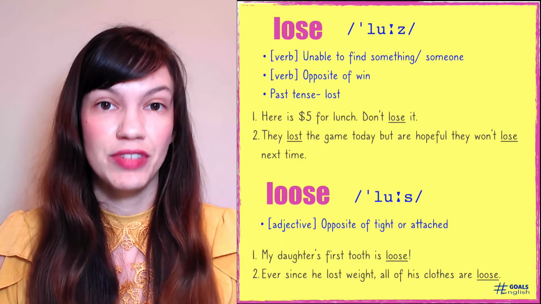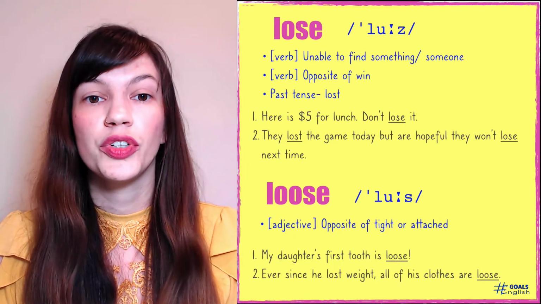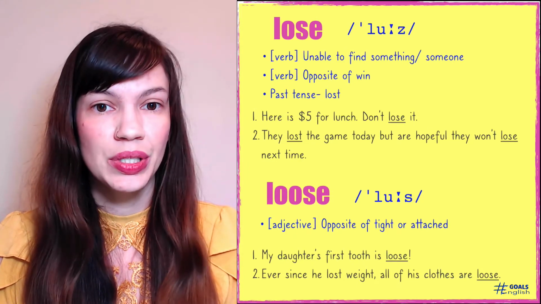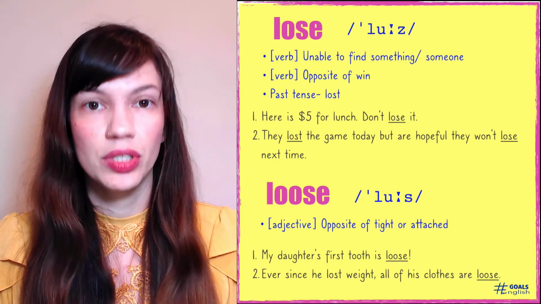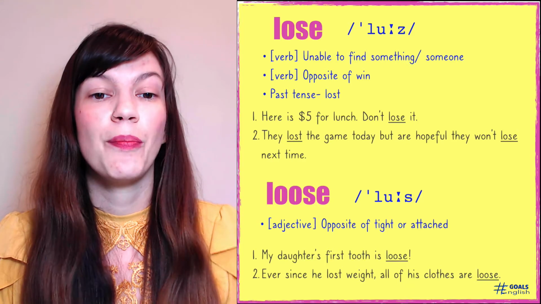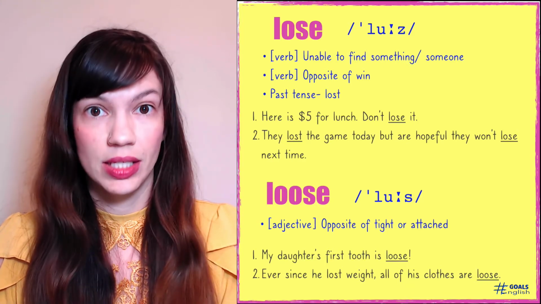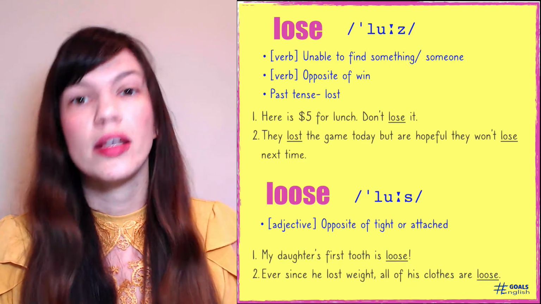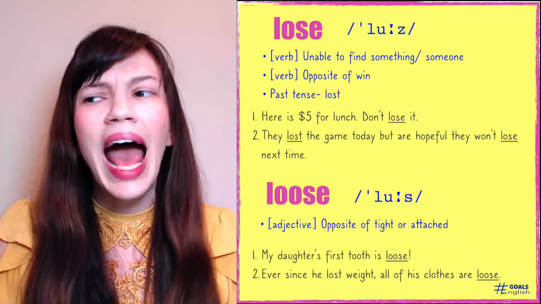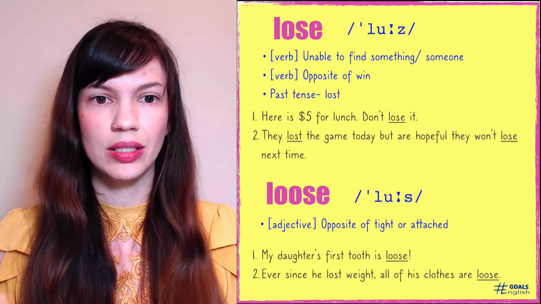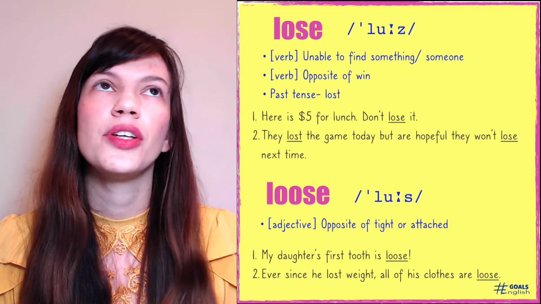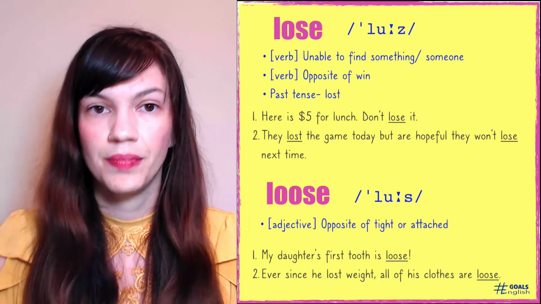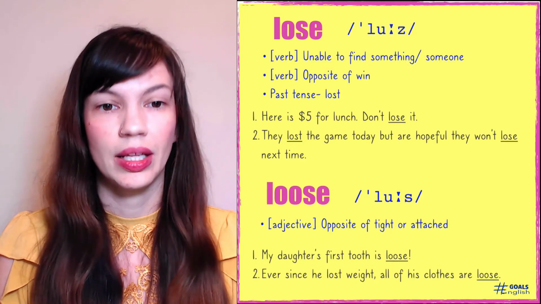So let's look at the definitions for these words. So the first one with a Z, lose, means you can't find something or you're unable to find something or someone, okay? The past of that is lost. So I lost my keys. Oh, how could you lose your keys? It also is the opposite of win. I don't want to lose the game. Past tense, I lost the game.